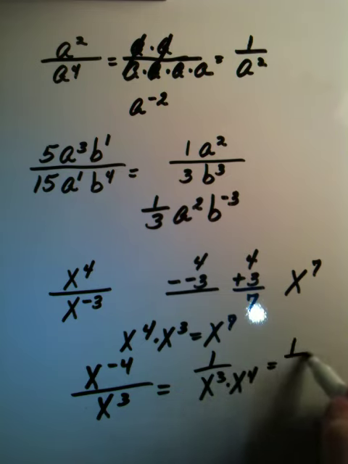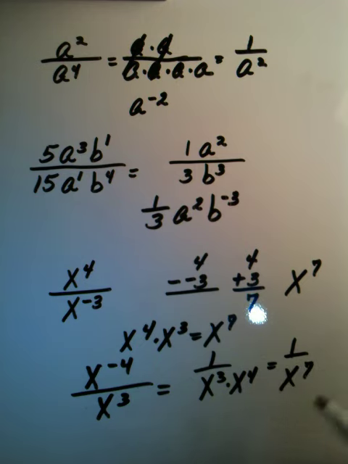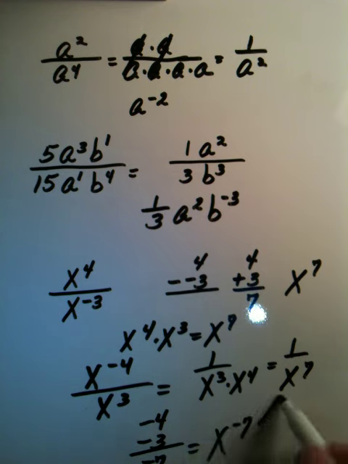And we would have 1 over x to the 7th. And again, if you took the shortcut and subtracted negative 4 minus 3, you would get negative 7, which is x to the negative 7th. Same thing as 1 over x to the 7th.